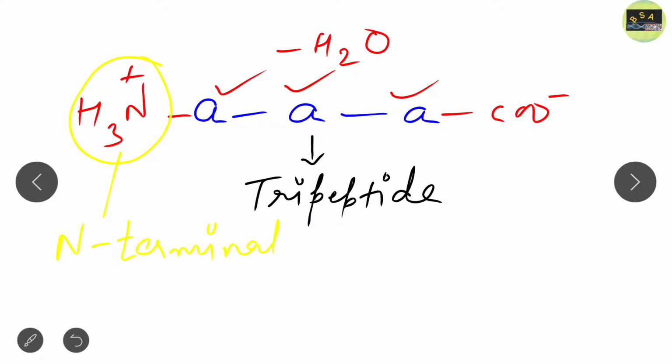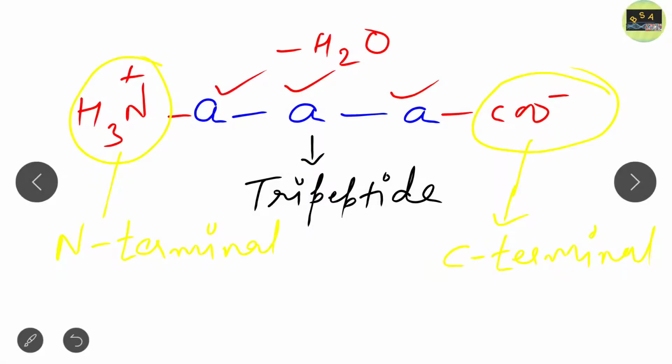Clear? While the residue at the other end which has free carboxyl group is the C terminus, or we can call it the C terminal. So in this way we can call towards the left side the N terminal, and towards the right side at the end the C terminal. And you can see here that this is a peptide, basically a peptide chain.